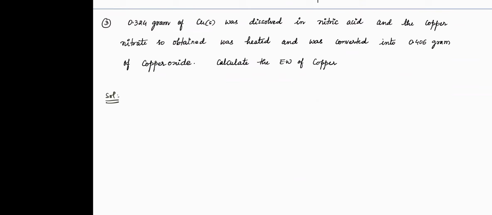0.324 grams of copper was dissolved in nitric acid, and the copper nitrate so obtained was heated and converted into this much amount of copper oxide. Calculate the equivalent weight of copper. Okay, that's a very simple question. There is a lot of learning in it. So let me tell you what that is.